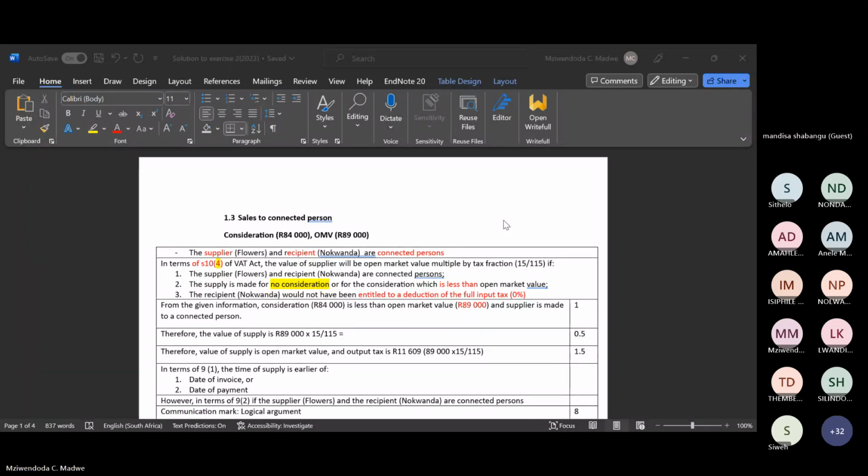To answer you, if she was registered, the next question you have to ask is whether she is entitled to a full input deduction. If no, then regardless that she is registered, we are still going to use open market value because it does not meet all three requirements. I'm not sure if I'm answering your question. Am I answering your question? Yes.